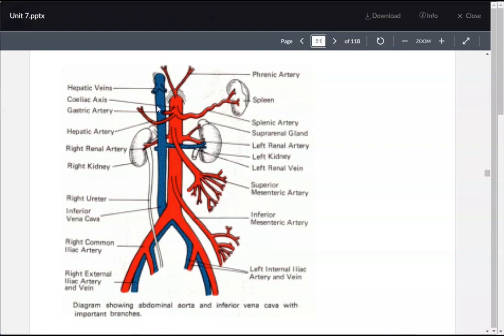Over here, it's actually showing the inferior vena cava, which is running right alongside the abdominal aortic artery, and some major veins joining it, actually, I should say, would be the hepatic veins, the renal veins. So some of the major arteries and veins down here.